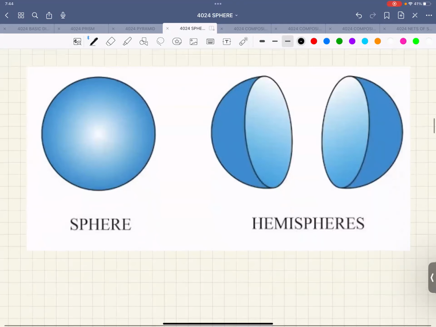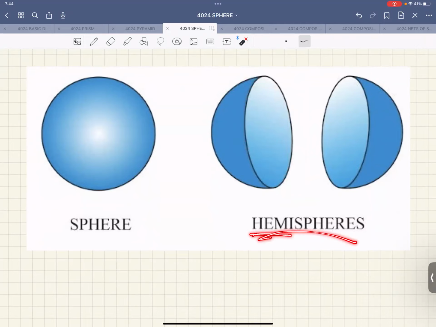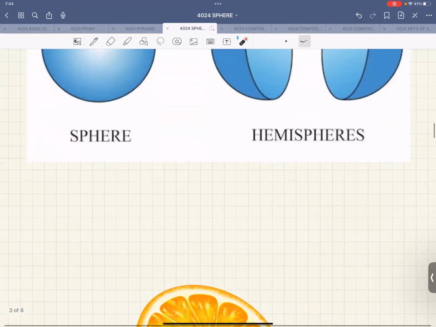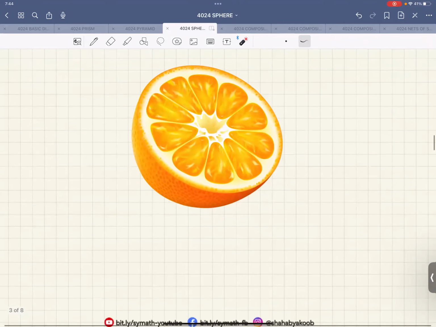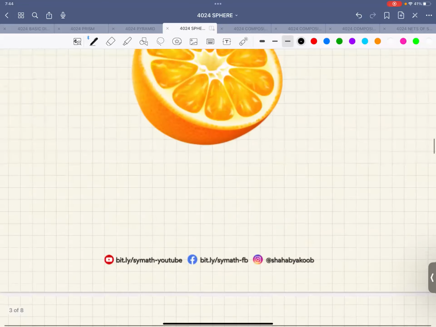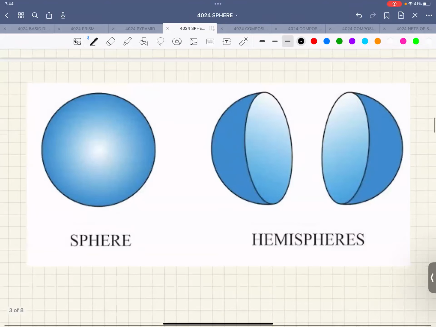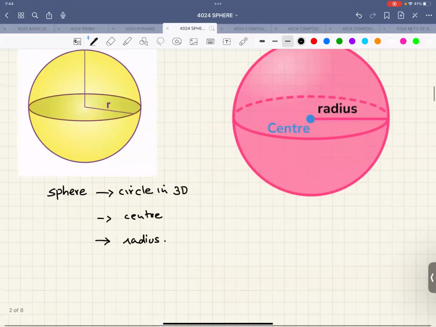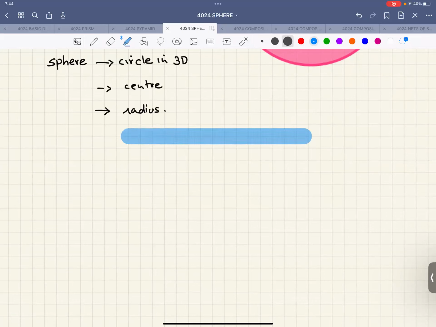Now over here, this is a sphere that's cut into 2 parts, just like that orange. So this half sphere is called a hemisphere. So now let's talk about the formulas. First of all, I'm talking about a sphere. So this is sphere. And there are 2 things that we consider. The first one is surface area, and the next one is the volume.